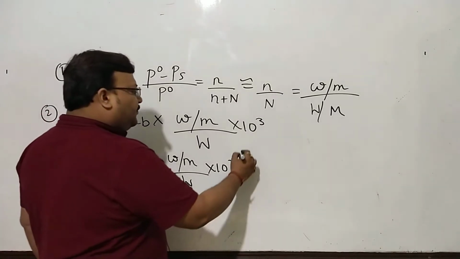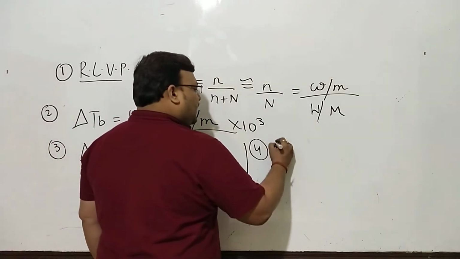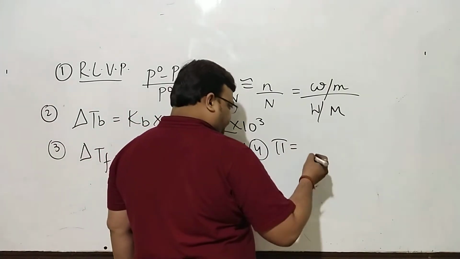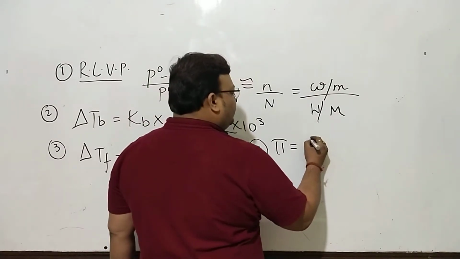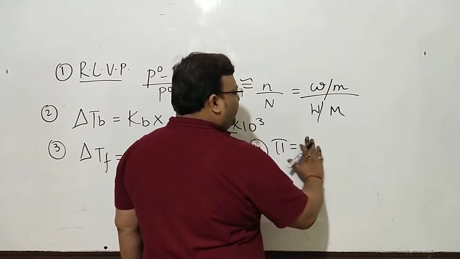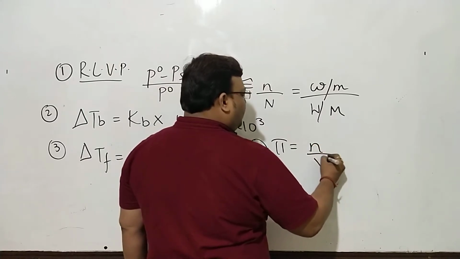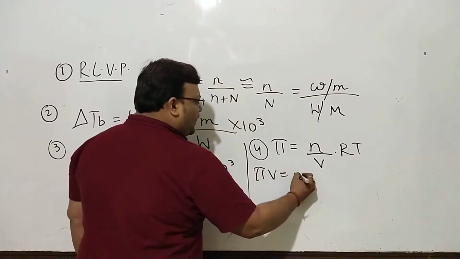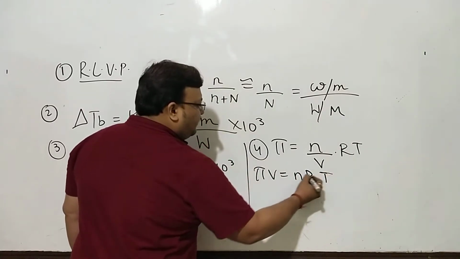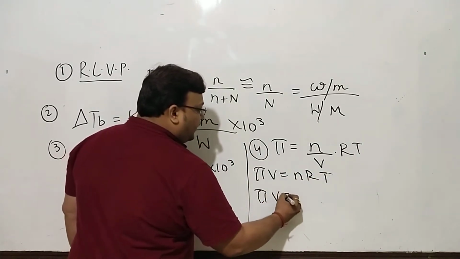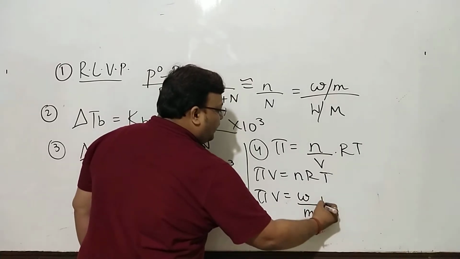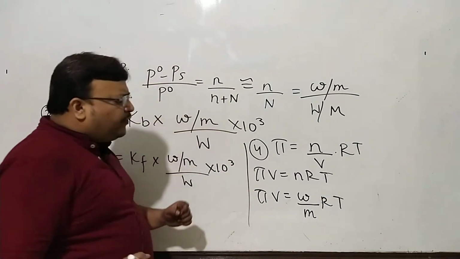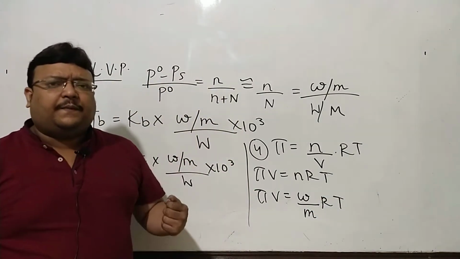And the fourth one, for osmotic pressure, I'm going to write pi is equal to CRT, where C is number of moles, n by V, RT. And if I write pi V is equal to nRT, the number of moles might well be written as weight upon molecular weight.